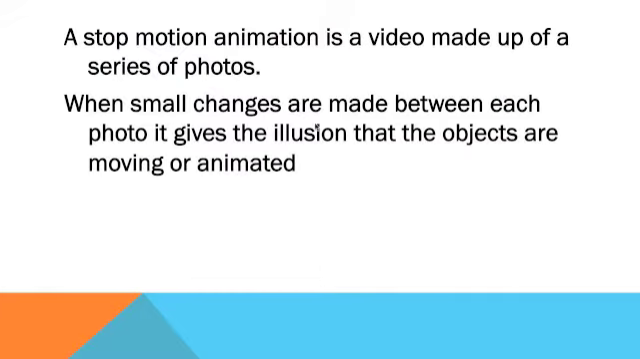So what is stop motion animation? Stop motion animation is a video process made up of a series of photos. In this series of photos, small changes are made between each photo to give the illusion that the objects or materials that you're using are moving or are animated.